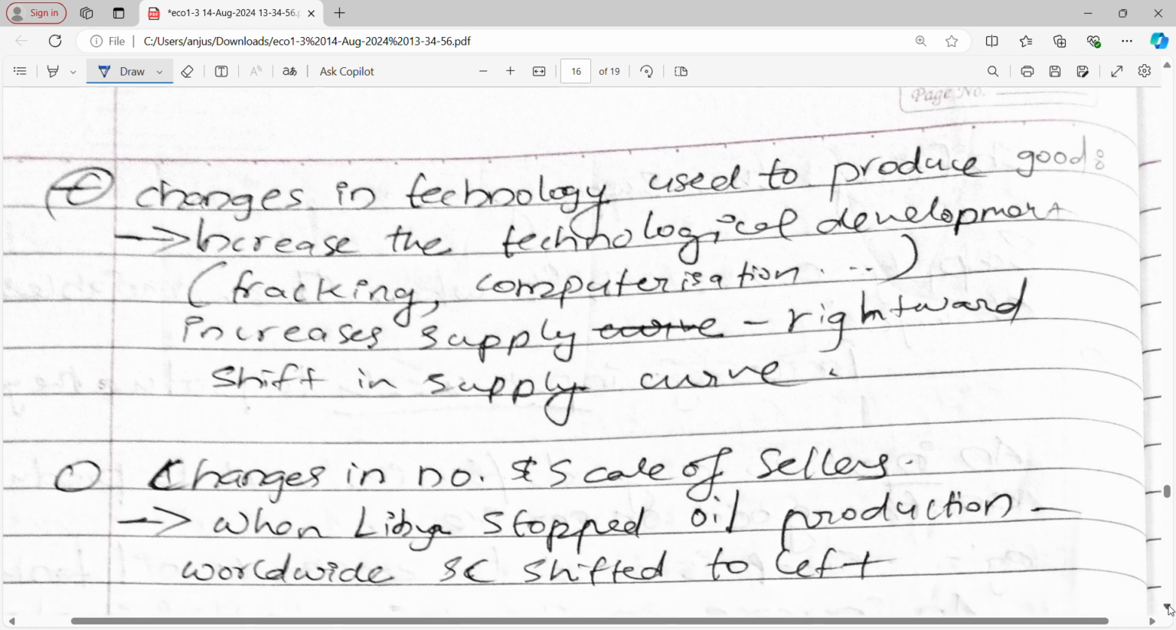Next is change in technology. Changes in technology also shift the supply curve. An example is fracking, that is hydraulic fracking, or whatever technology which has revolutionized the energy industry. It uses pressurized fluids to create fractures in the underground rock formation that surrounds a drilled well. It just revolutionized the energy industry. It helped the producers to sell a product with less cost.